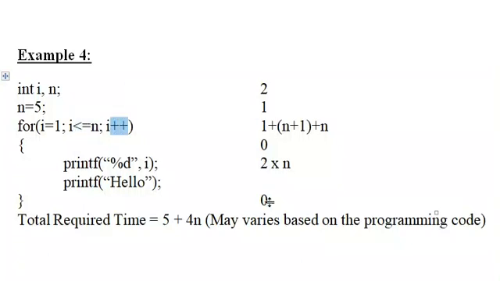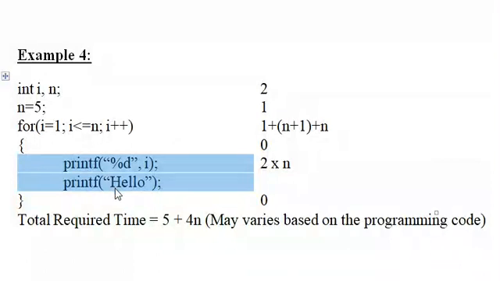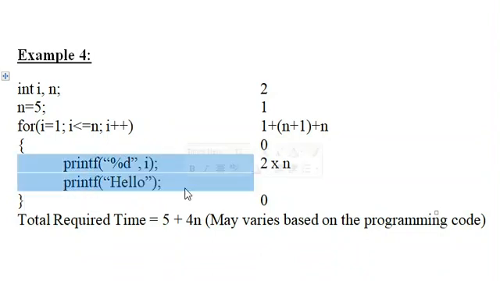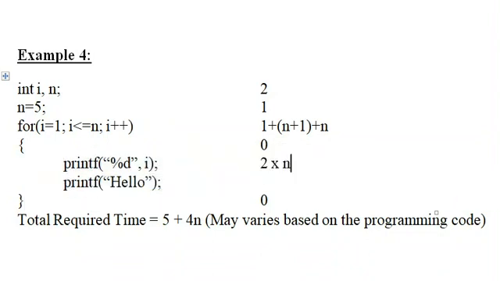i++ will be executed for n times only, and the code inside the for loop will run for n times. As there are two printf statements, for each statement 1 unit of time is required, so a total of 2 units of time is required, and those 2 units will run for n times, so it will be 2 into n. So now the total time required is 2 plus 1 plus 1, n plus 1, n, and 2n. So the total time required is 5 plus 4n.